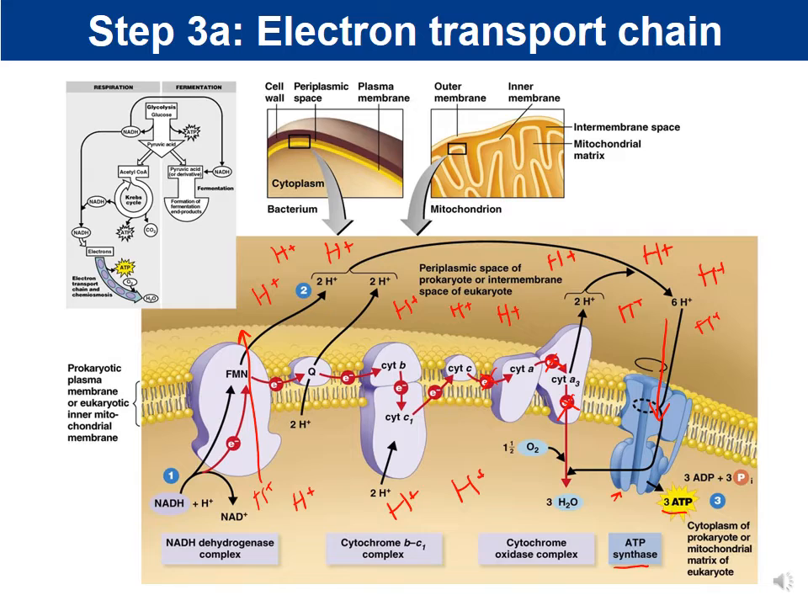If we no longer have that gradient, if we no longer have that high concentration of hydrogens, the hydrogens are not going to flow from high to low because that gradient is disrupted, and the cell's not going to be able to produce ATP. And this is why if you go without oxygen for too long, you end up dying, because your cells need that O2 in order to make ATP. Without it, they're not going to make enough ATP for you to survive.